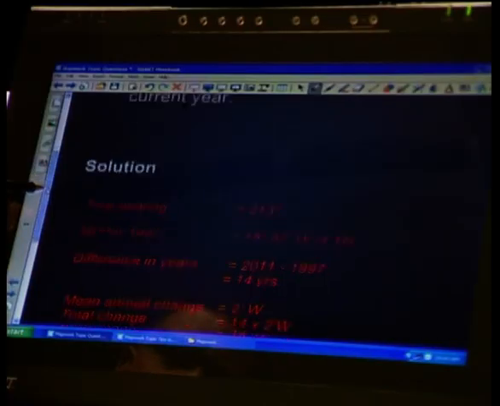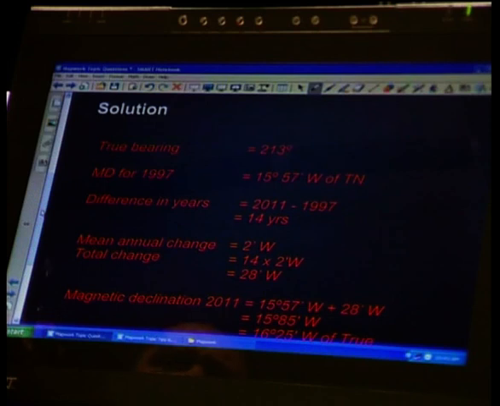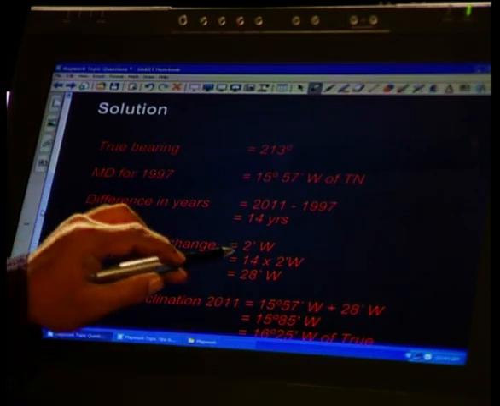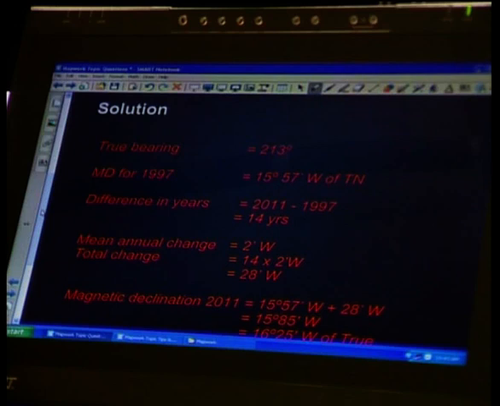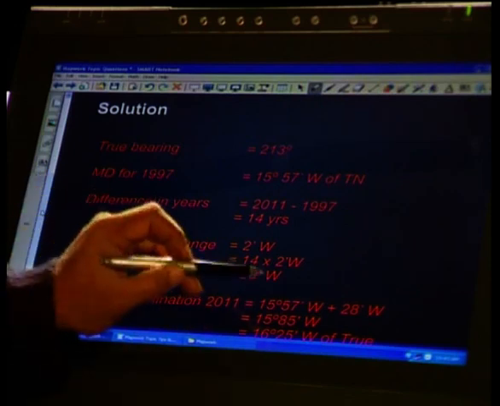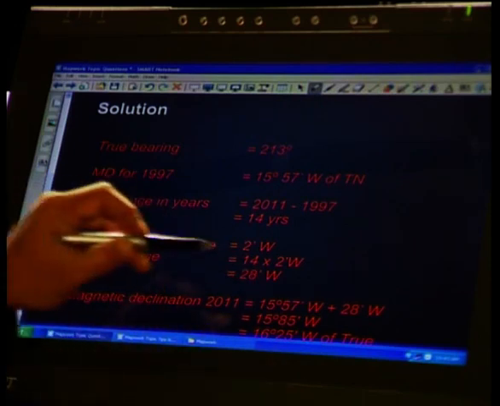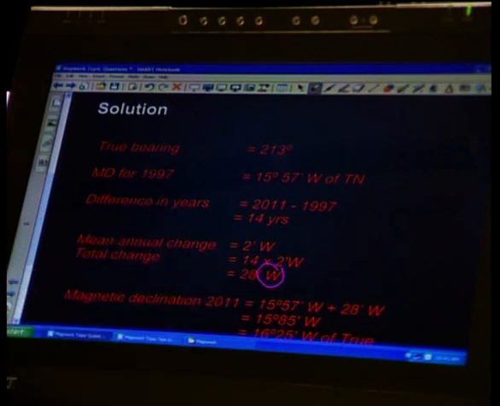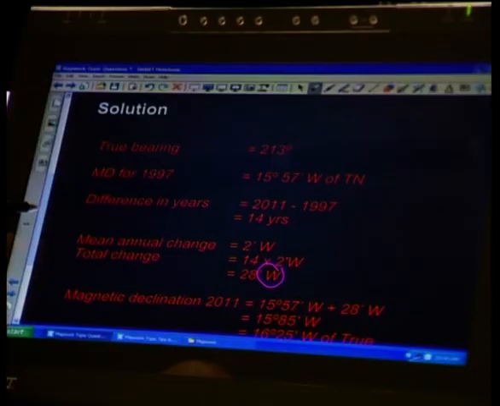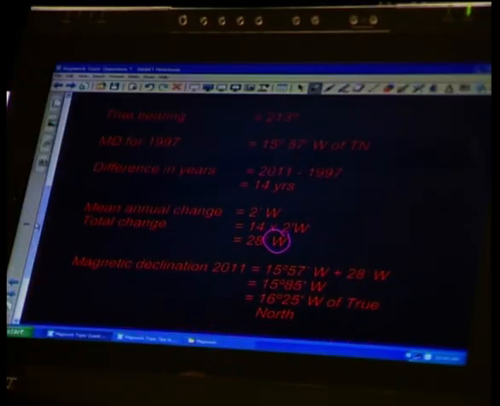So, I find out my mean annual change, or total change. Some people put it in difference in minutes, which is 14 times 2 minutes, which gives me 28 minutes, and the change is west. I keep remembering that. Now I've got all my information. It's one more step I need to do. I need to find out now the magnetic declination for 2011.